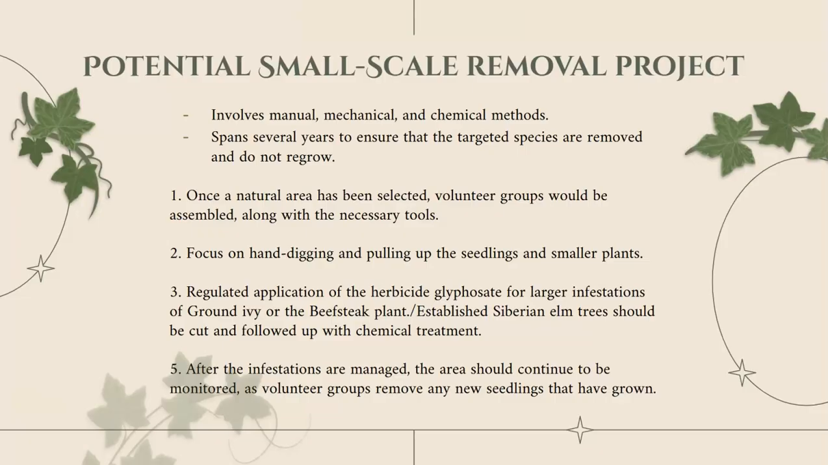Regarding established elm trees, they should be cut and followed up with some form of chemical treatment, such as glyphosate or selective herbicide. When applying herbicides, it is crucial to minimize exposure to native plants and runoff by using the appropriate application method. After the infestations are managed, the area should continue to be monitored as volunteer groups remove any new seedlings that have grown. Overall, the removal project spans several years to ensure that targeted species are entirely removed and do not regrow.